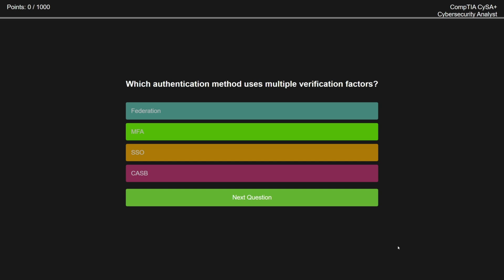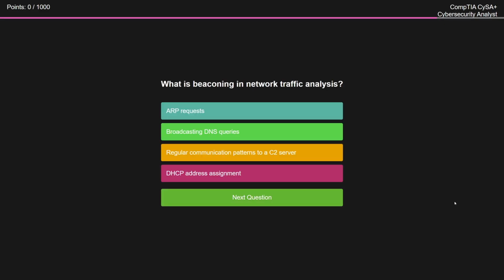So let's go to the next question. They expect you to know stuff from the Security+ for the CySA+, so you have to know the background of that stuff. But a lot of the time courses will actually teach you that. But let's get to the next question. What is beaconing in network traffic analysis? Is it ARP requests?